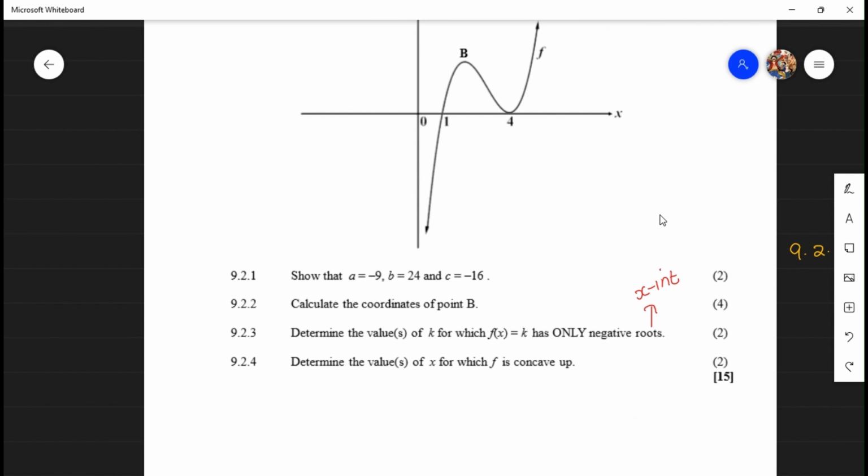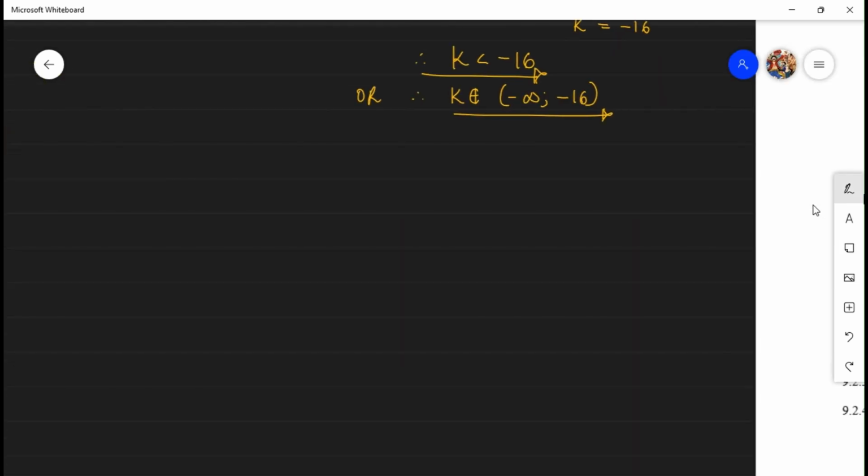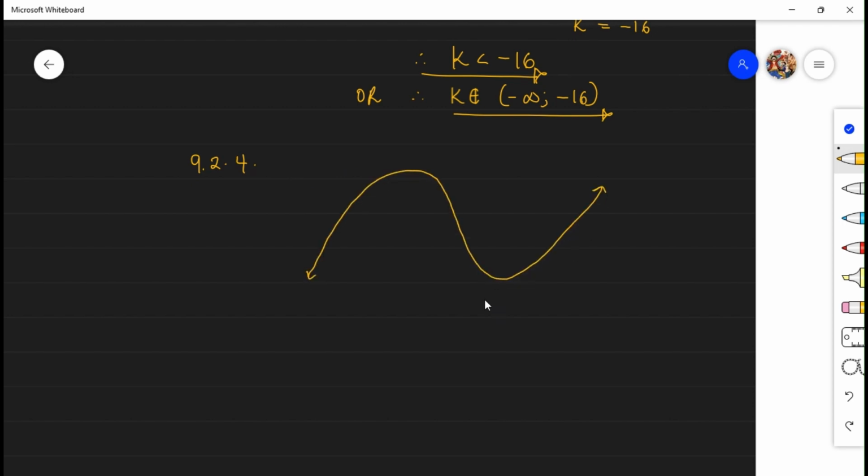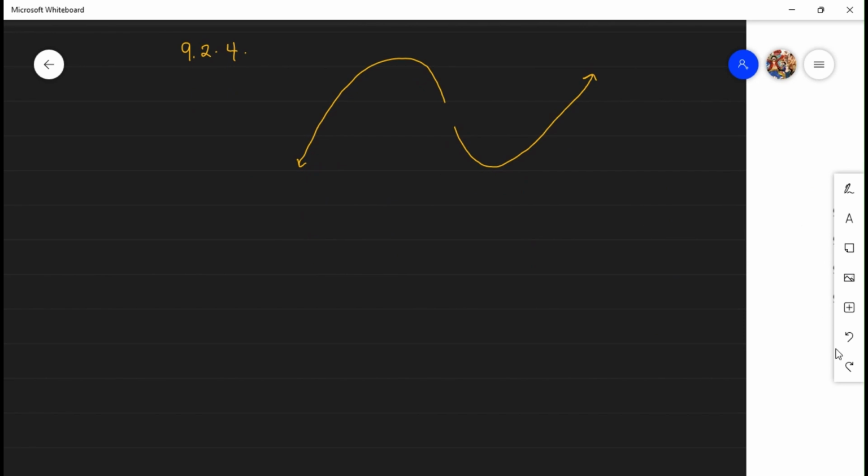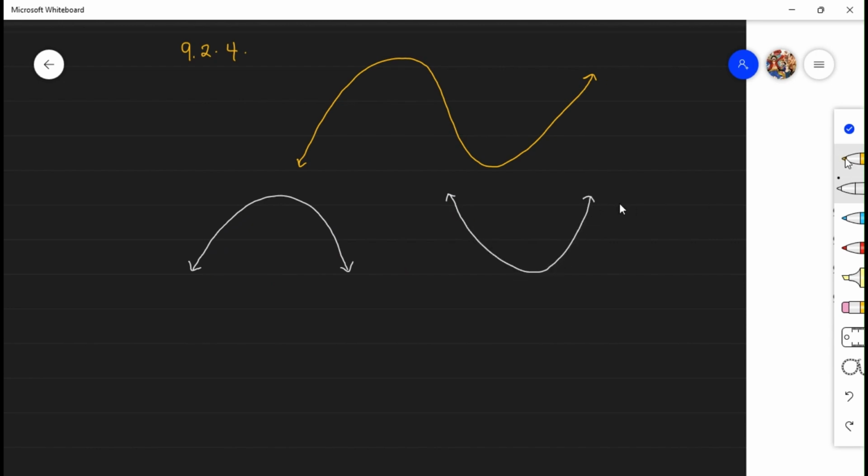Determine the values of x for which f is concave up. So let's have a look at what concave up or concave down means. If we have this function that looks like this, and we were to cut this function in half, you can see that the left hand side looks like a sad face, whereas the right hand side looks like a happy face. So we've got this sad face side, and the right hand side, which is like a smiley face.